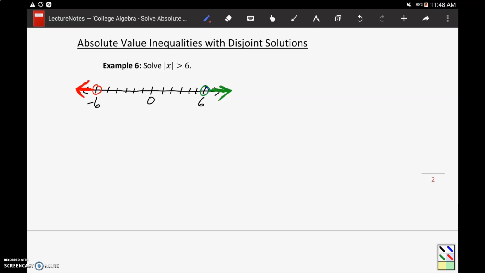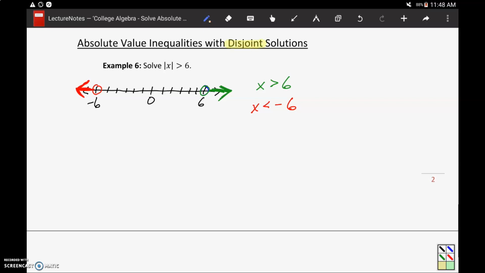So what this number line represents with these shaded areas would be all values that are more than 6 units away from 0 in both the left and right hand directions, or both the positive and negative directions. We could set this up as a pair of inequality statements by saying that x is greater than 6 and x is less than -6, which leads us into this idea of what we titled here as disjoint solutions.